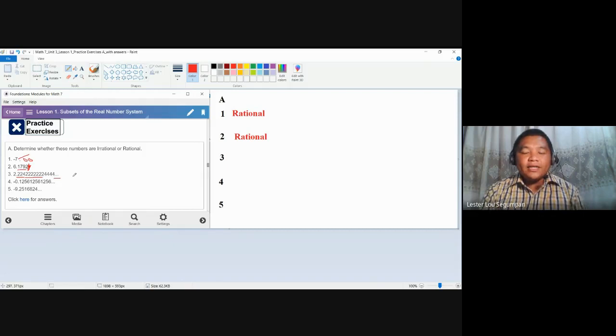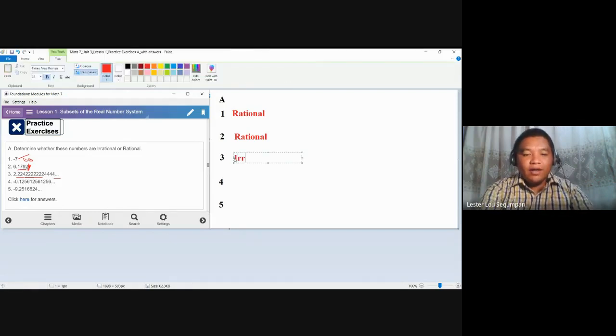The decimal notations here do not necessarily contain a pattern. When we say pattern, it repeats its numbers, like 1, 2, 3, then 1, 2, 3, and 1, 2, 3, and so on and so forth, or even 0.333333, which is equivalent to 1/3, that is rational. But for number three here, there is no specific pattern in the flow of the numbers. So again, it doesn't have a pattern, and earlier, it doesn't terminate. So this is actually an example of an irrational number.